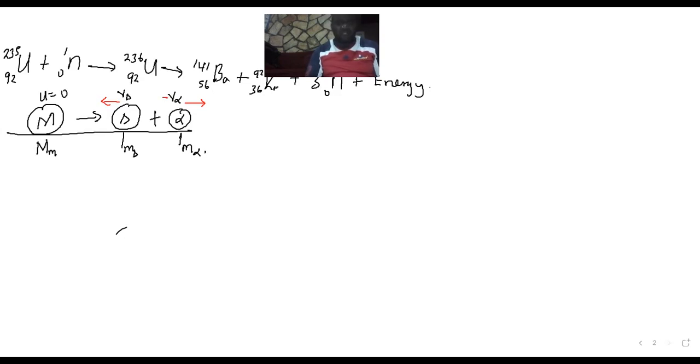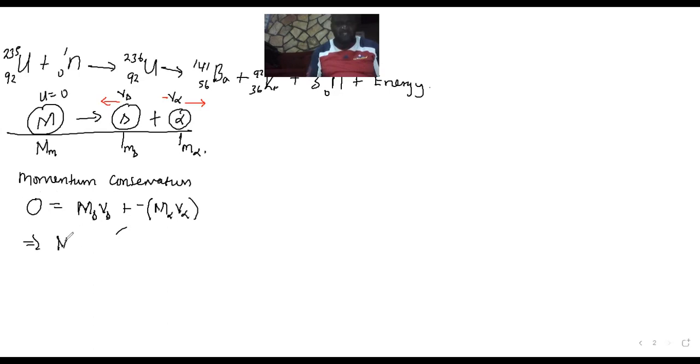So with that reason, if one of them is given a negative, then from momentum conservation, total momentum before is 0 because they are not initially moving. Momentum after will be the mass of the daughter nucleus times the velocity of the daughter nucleus plus a negative of the mass of the alpha particle times the velocity of the alpha particle. With this reason, we can see that the mass of the daughter nucleus times its velocity is equal to the mass of the alpha particle produced times the velocity of the alpha particle.